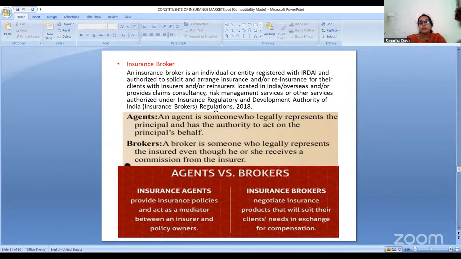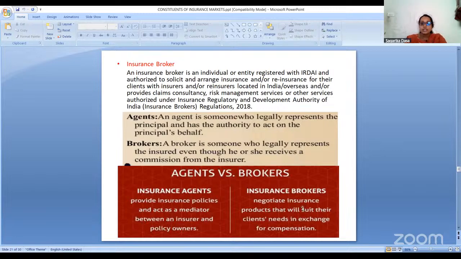ఇన్సూరెన్స్ కంపెనీకి బిహాఫ్ గా తరఫున ఏజెంట్ ఉంటాడు. Broker is someone who legally represents the insured even though he or she receives a commission from the insurer. బ్రోకర్ వచ్చేసరికి ఇన్షర్డ్ పార్టీ తరఫు నుంచి ఉంటారు, అంటే పాలసీ హోల్డర్ సైడ్ నుంచి ఉండే వాళ్ళని బ్రోకర్స్ అని అంటారు. ఇన్సూరెన్స్ ఏజెంట్ ప్రొవైడ్స్ పాలసీస్ and acts as a mediator between insurer and policy owner.